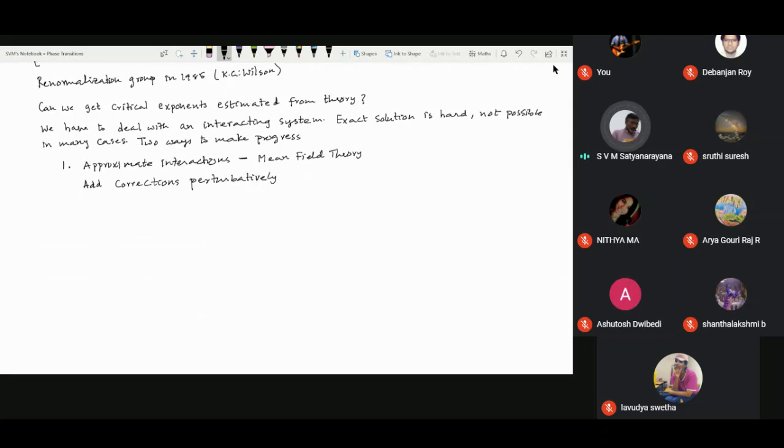Add corrections perturbatively. So this is one approach, and largely this approach is very important because many people try this approach.